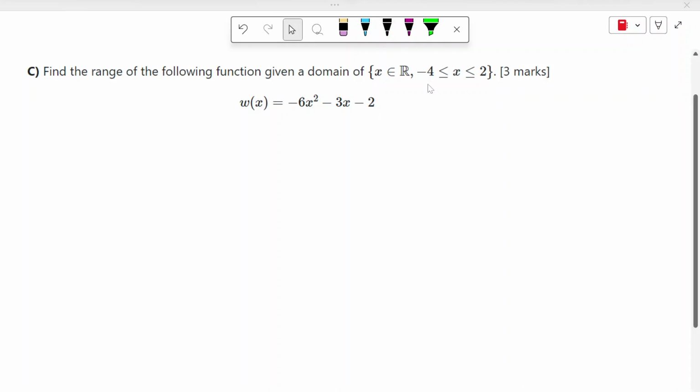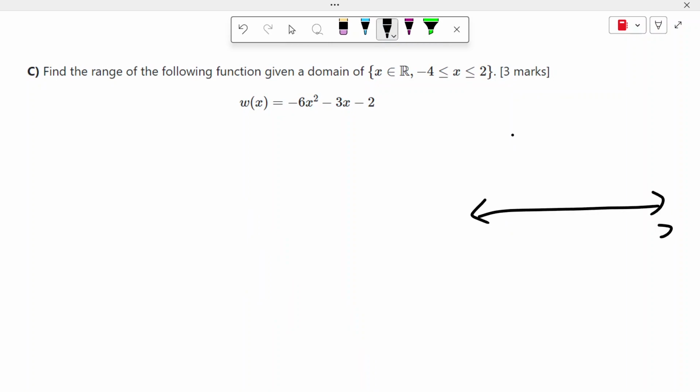We are trying to find the range of this function given we've already got this domain. So again, the domain is the one on the x-axis. So this is our domain. And we say, hey, it can only be between -4 and 2. We're going to exclude everything else. The range on the other end is the y, the mountain range.